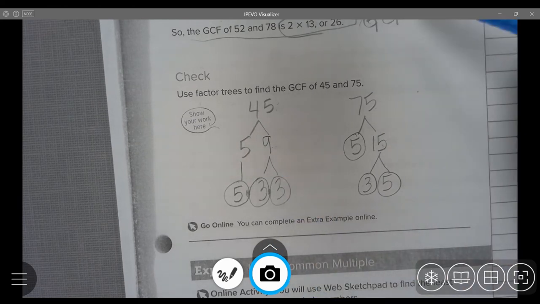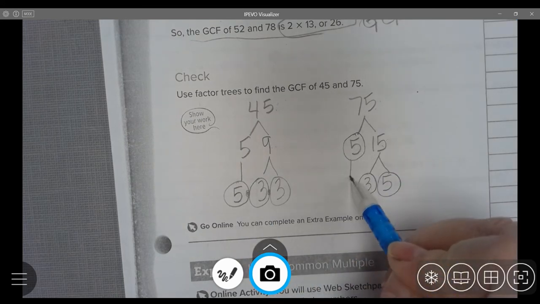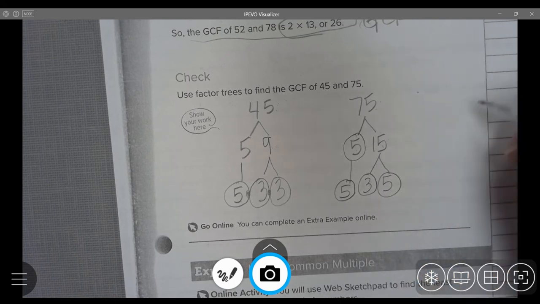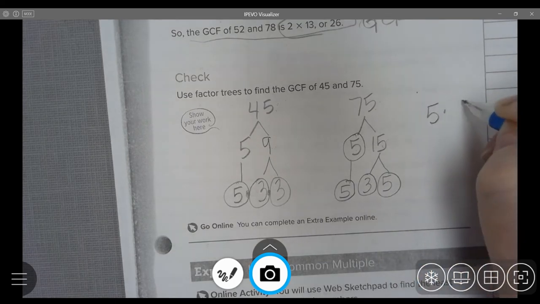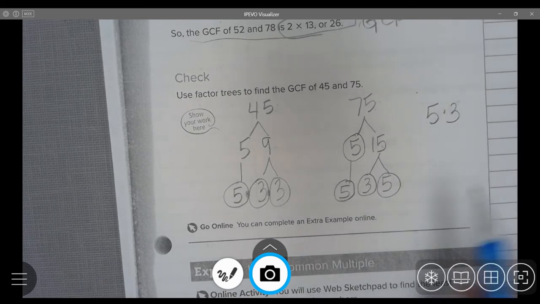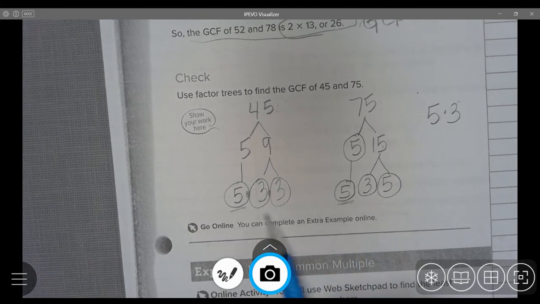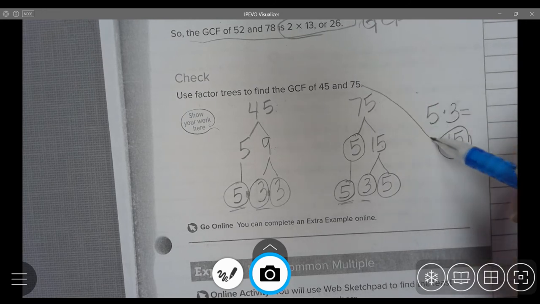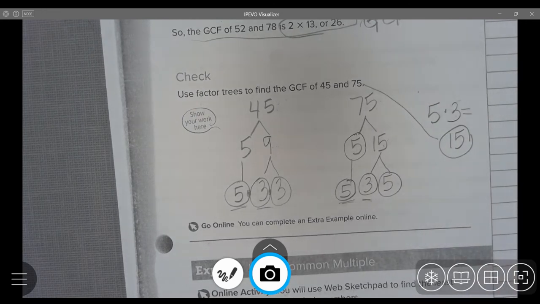So what they said in the previous example was look at this bottom row. So I can bring this 5 down because it is prime. So I have 5, 3, and 3, 5, 3, and 5. So the numbers that are the same in each would be 5 and 3. Because I have a 5 here and a 5 here, a 3 here, and a 3 here. So 5 times 3 is 15. 15 is the greatest common factor of 45 and 75.